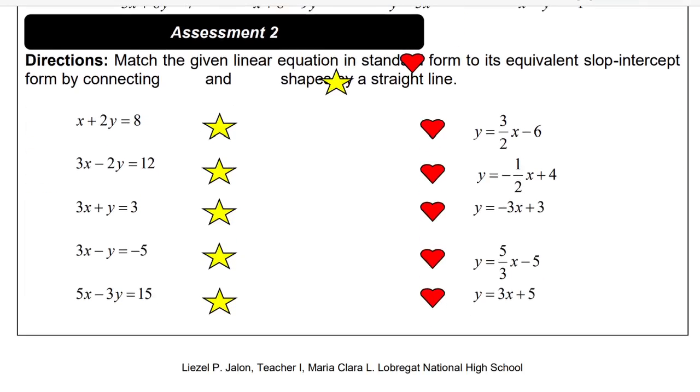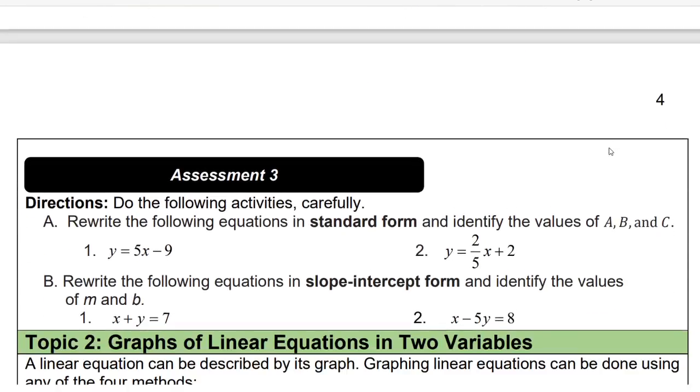Assessment 2, match the given linear equation in standard form to its equivalent slope-intercept form by connecting the star and the heart. Etong star dapat dito yan. By connecting the star and the heart shaped by a straight line. Like for example, dito. Ano kaya ang slope-intercept form of this one? Is it ito? Is it this one? Is it this one? Or this one? You just connect. Okay. And make a straight line. So that's for assessment 2.